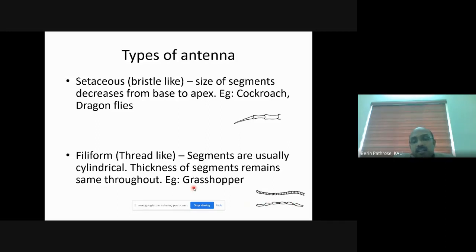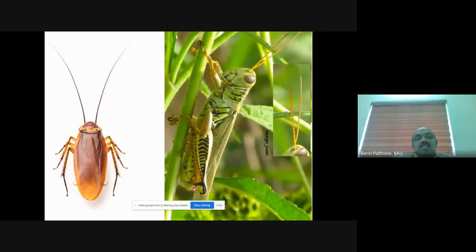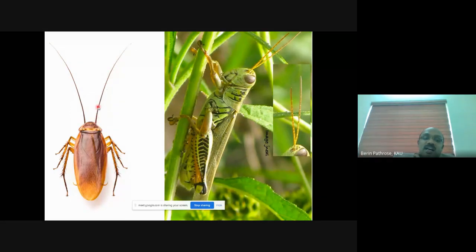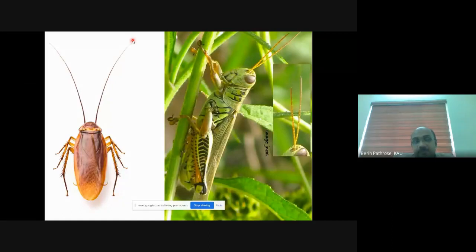So filiform antenna is usually seen in grasshoppers. Here you can see the two antennae. Can you see? This is a cockroach, which all of you might have seen. You can see the antenna over here. As we move from base to the tip of the antenna, you can see the thickness of the antenna decreases. That is called setaceous antenna.